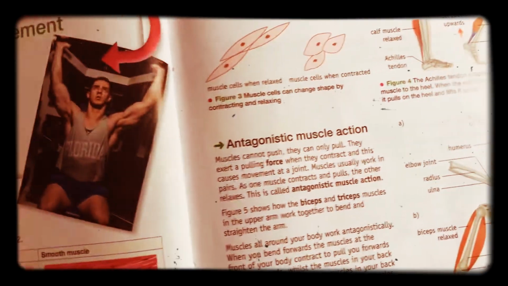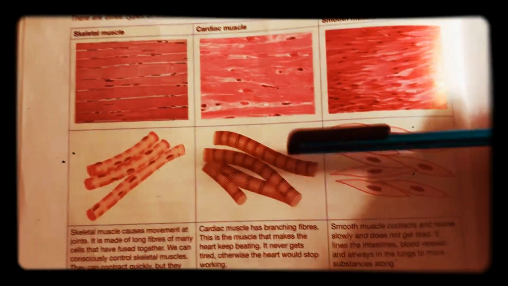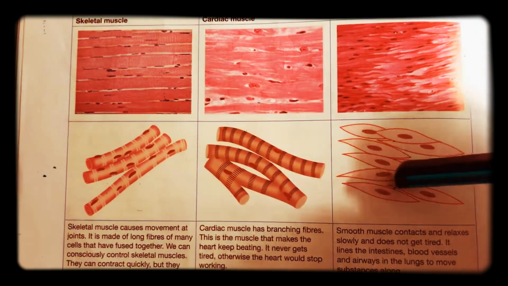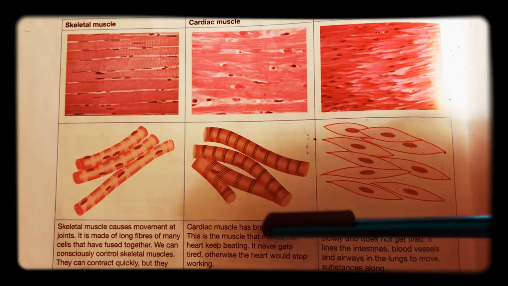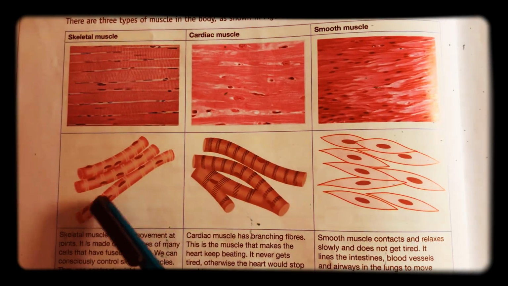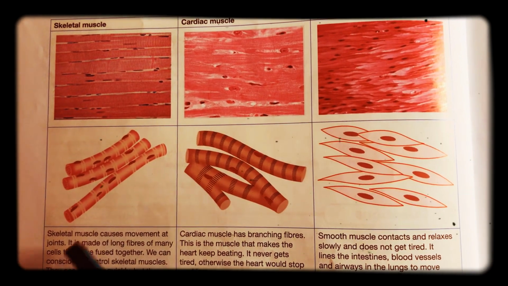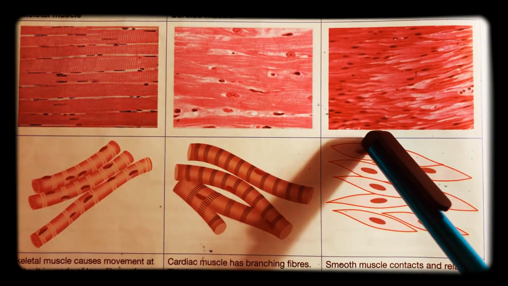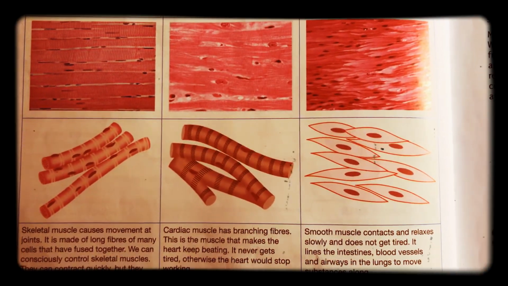Okay, right, types of muscles. Make sure that you know which ones are which. The cardiac muscle, look out for branching fibers. Smooth muscle just has these simple structures you can see. Cardiac muscle has the branching fibers. Skeletal muscles just have these long fibers, many cells that are fused together. Look at the pictures and make sure you recognize them and can say which one is which. So those are the types of muscles.